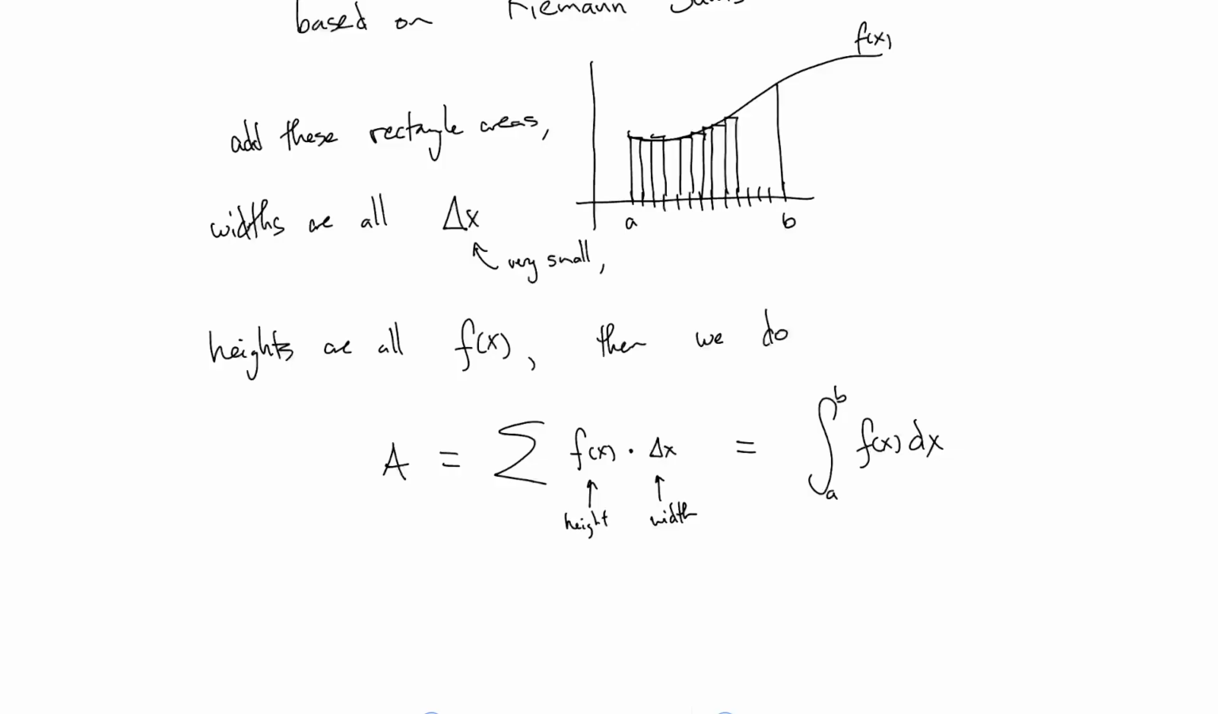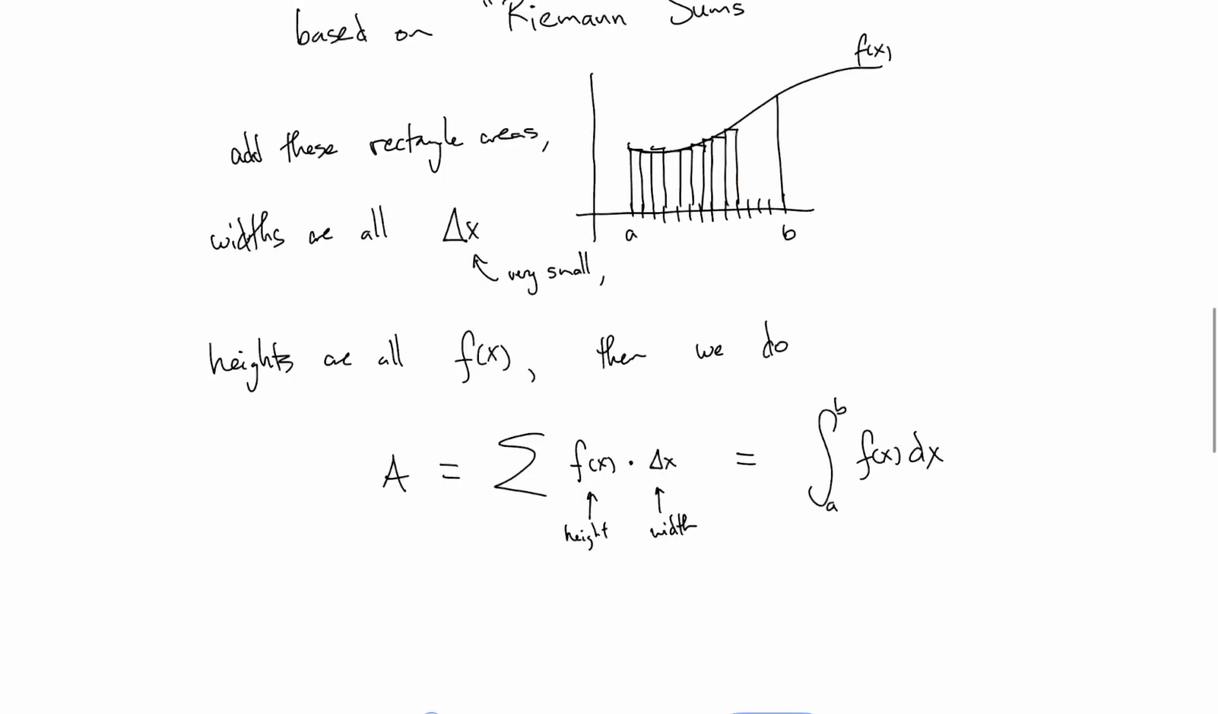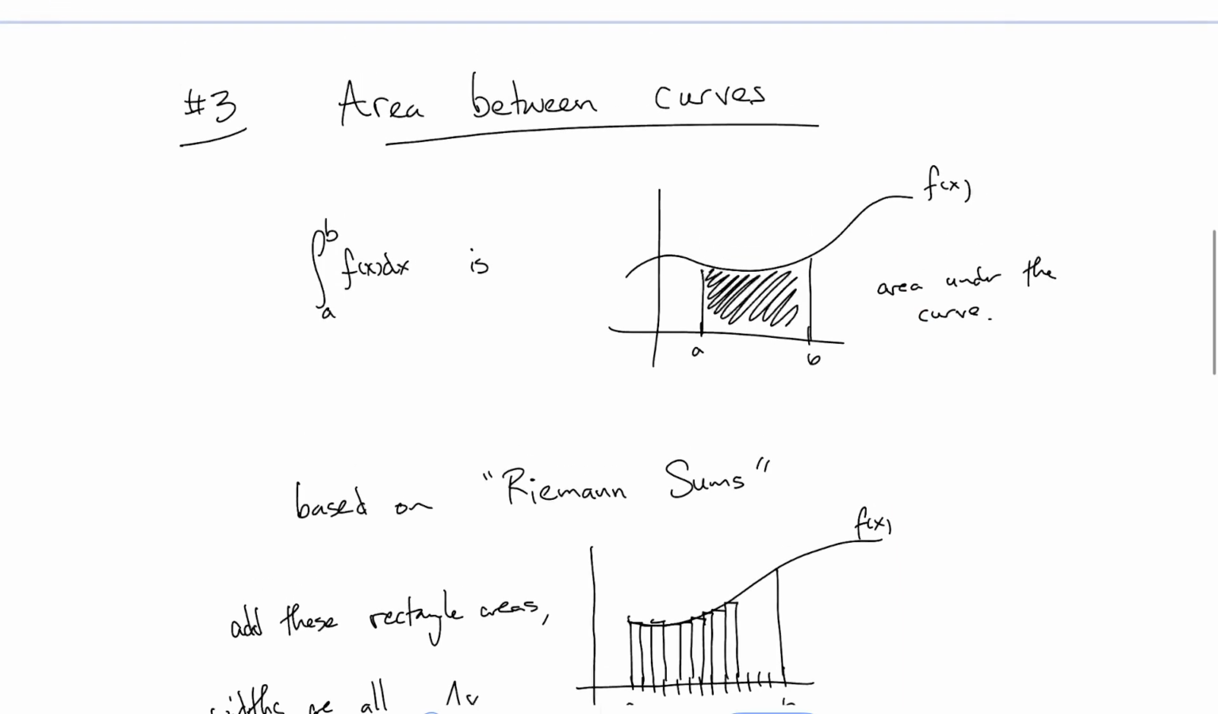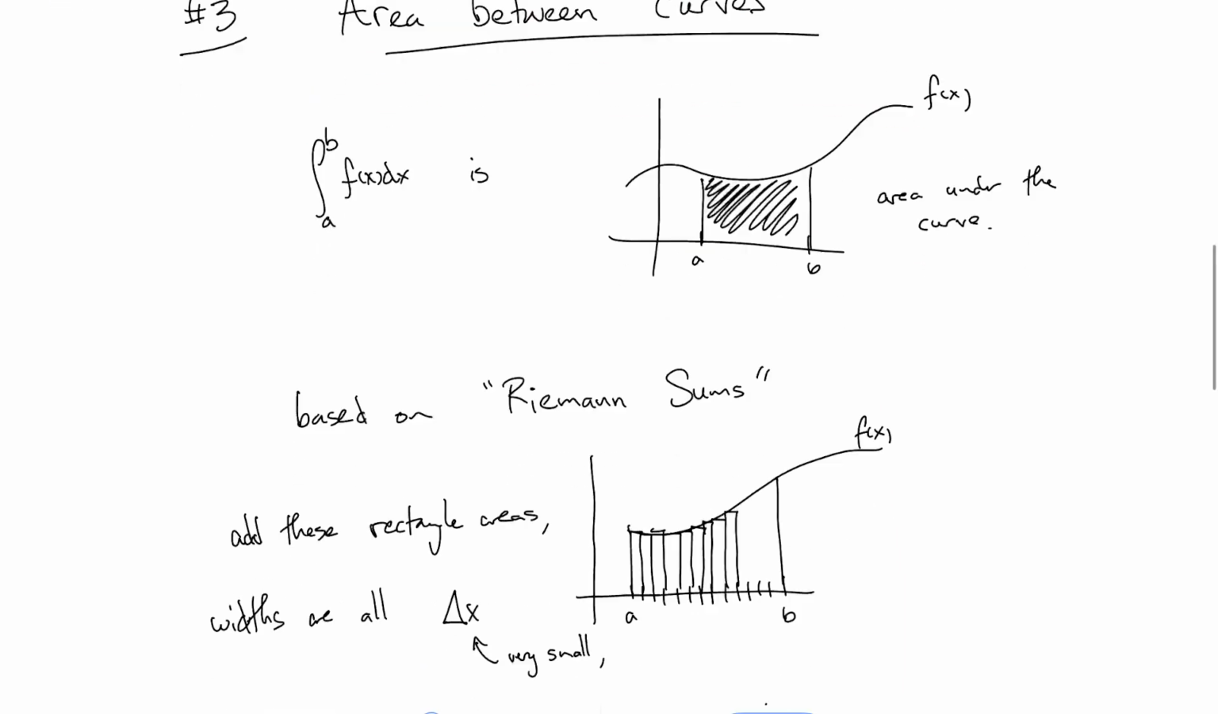Why I mention this is because, like I said, our next three major topics are all variations on this basic idea. So the basic idea is adding up these rectangles. Their heights are all equal to f of x, all right? Now, this gets you what we call the area under the curve, right? But this is what I want to talk about today, the area between curves.